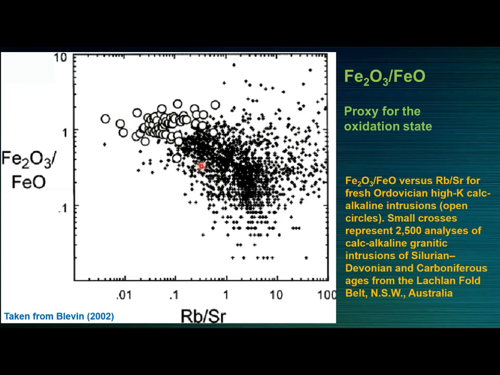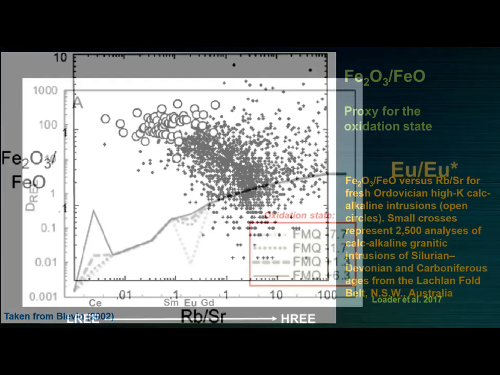And you can see when you look at this ferric-ferrous ratio, you see that all the really important or fertile, if you like, intrusions, which are associated with Cadia and North Parkes mines, have really high ferric-ferrous ratios sitting about here. So it works. But you have to sample really fresh samples.